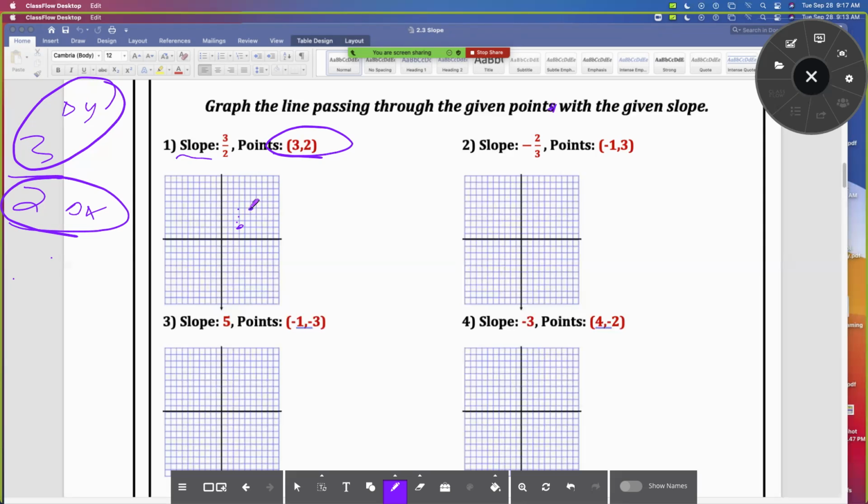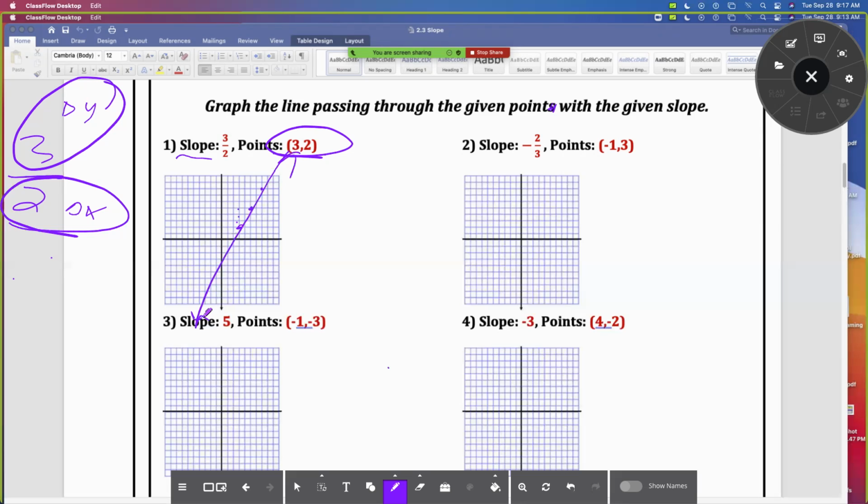Keep in mind that you can really keep your slope going as much as you want, but you only really need 2 points. Now, just to make sure that you guys understand my direction, I'm gonna go up 3 one more time, and then over 2. 1, 2, 3, over 2. My point would be right there. Helps me draw my line a little bit better.